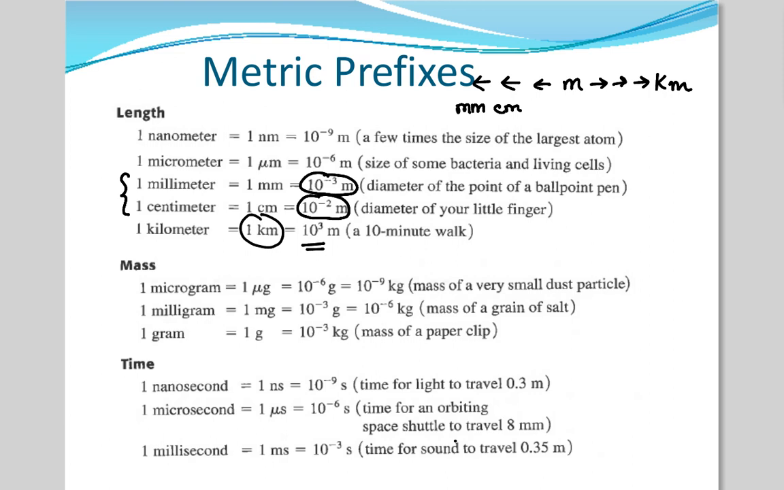Now some new ones that you might not have heard about, you have the micrometer and the nanometer. So micrometer will be 10 to the minus 6. Notice it's groups of 3. So once you pass centimeter, millimeter, they no longer care about specific ones in between. It's every group of 3. So micro minus 6 and nano minus 9.